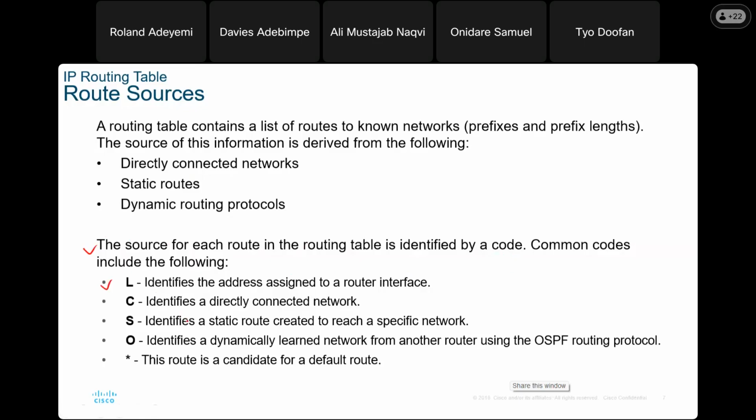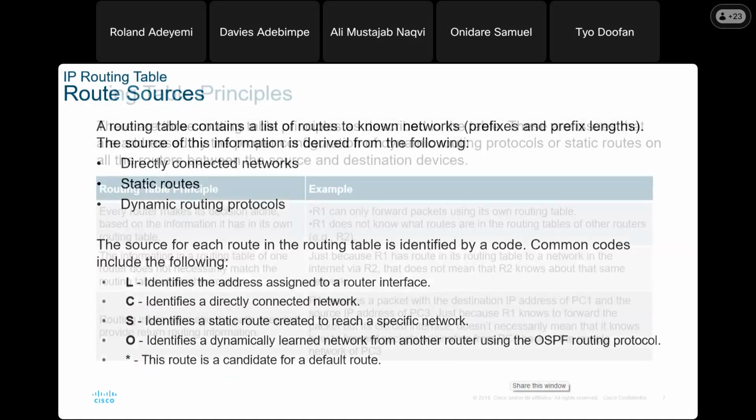Like L, that is the address assigned to the interface. C means it's a directly connected network. S means I got to know about this network through static route. O means I got to know about this network through OSPF. We're going to talk about OSPF when we get to CCNA 3. And then the last one: when you see asterisk, it means this route is a candidate default route. What is the candidate default route? All of these ones will be discussed when we move to another level.